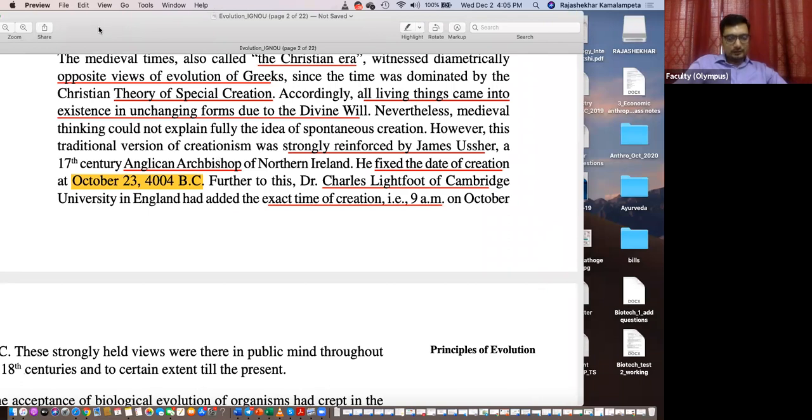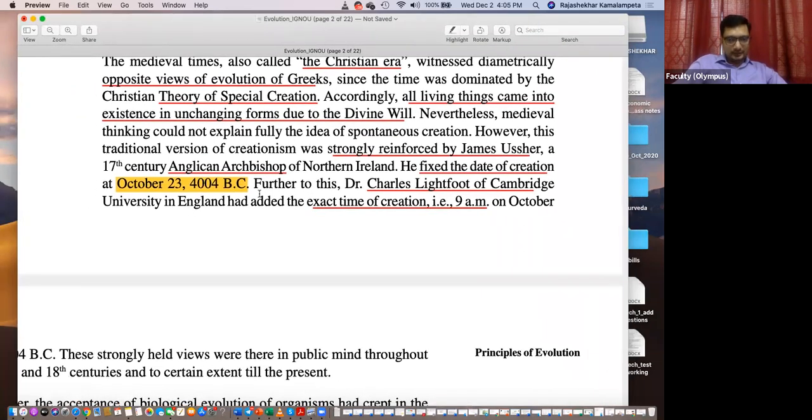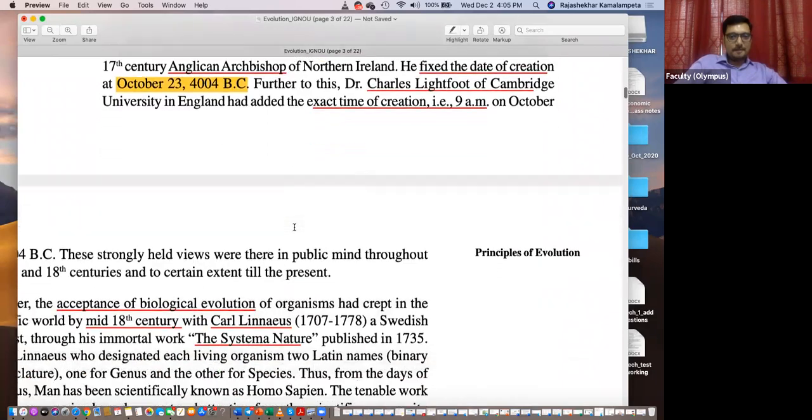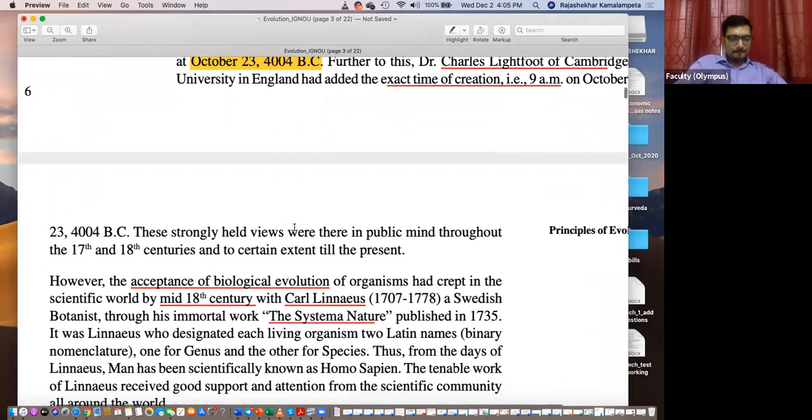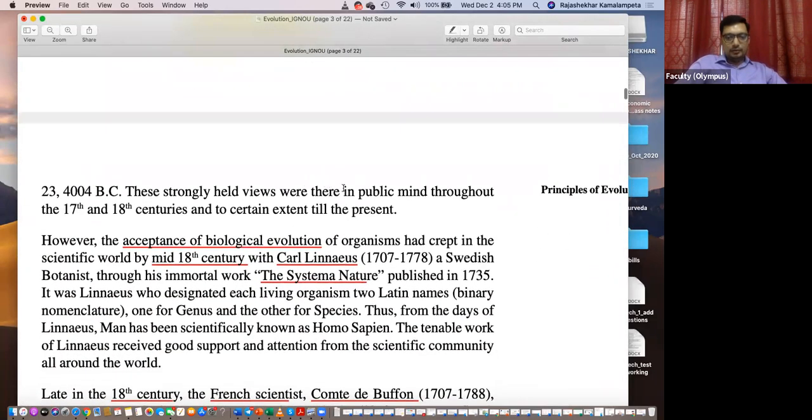Okay, a few more ideas I'm going to add here. They strongly held these views in the public mind throughout the 17th and 18th century, and they influenced people's thinking, saying this is how it is, this is how it happened, and this is how it has been written. They started writing this in the books as well.